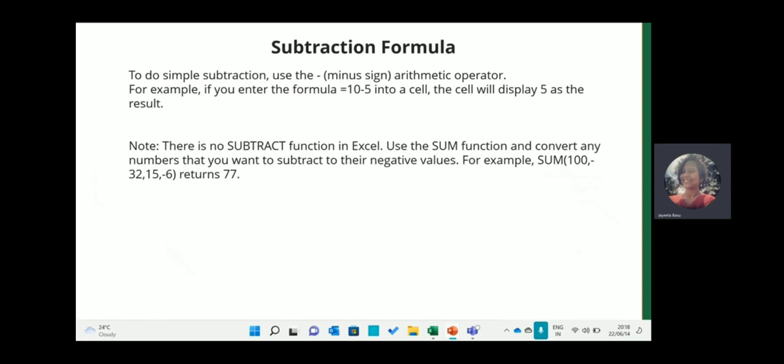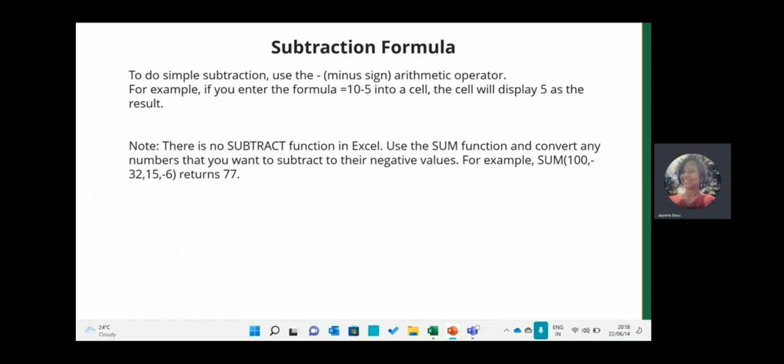Now, because there is no subtraction, you can convert any number that you want to subtract to its negative value. So you can do double subtraction as well, depending on what your negative value is and what exactly is the value that you want. Because there is no subtraction formula doesn't mean that you cannot compute subtraction in Microsoft Excel, right? So let's see how to use subtraction.